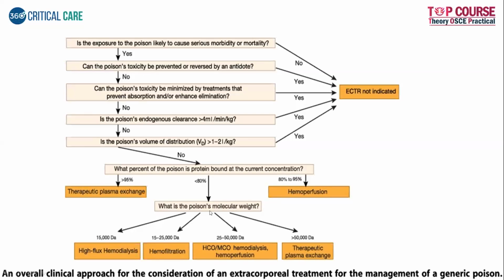If it is less than 80, then you should check the molecular weight of the toxin. If the molecular weight is much less than 500, intermittent hemodialysis; up to 15,000, high flux hemodialysis; 15 to 25 kilodalton, hemofiltration or CRRT; 25 to 50, hemoperfusion; more than 50, therapeutic plasma exchange. So this is how you need to go about when you think of extracorporeal toxin removal.